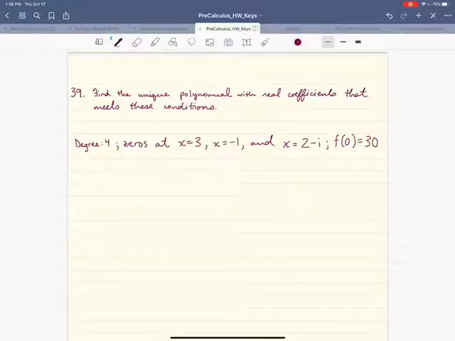In this problem, we're asked to find the unique polynomial with real coefficients that meets these conditions. And the conditions are degree 4, having these zeros, and then f of 0 equals 30. Well, right off the bat, we know that because this polynomial has real coefficients, the complex conjugate pair theorem tells us that if x equals 2 minus i is a root, x equals 2 plus i is also a root.